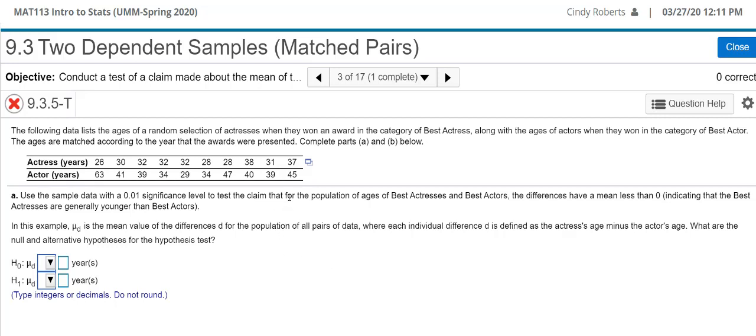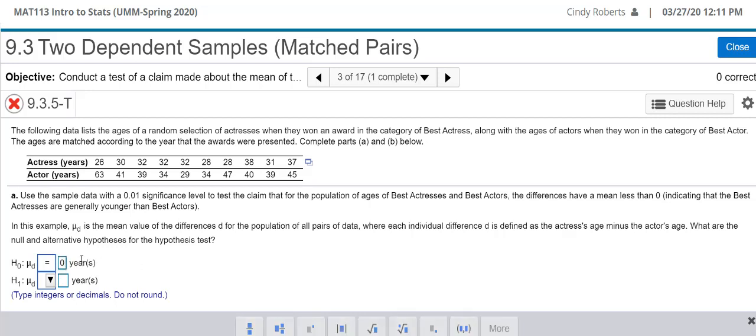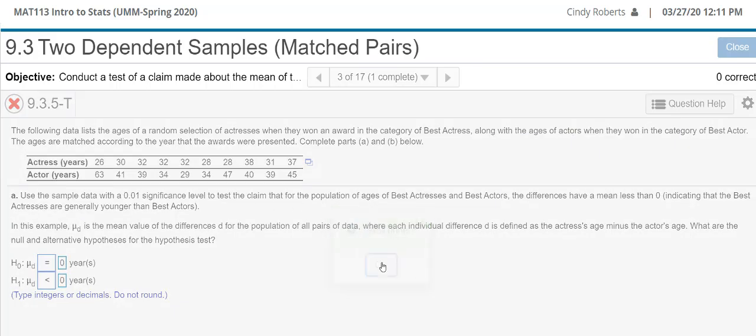All right. So first I'm going to set up my hypothesis, where the null is always equal. Always. The null is always equal. If it equals 0, that's saying if I subtract these values, there's no difference in their mean differences. Here it says to use a sample, and the differences have a mean less than 0, so they're generally younger. I do that, hit check answer, and woohoo, well done.